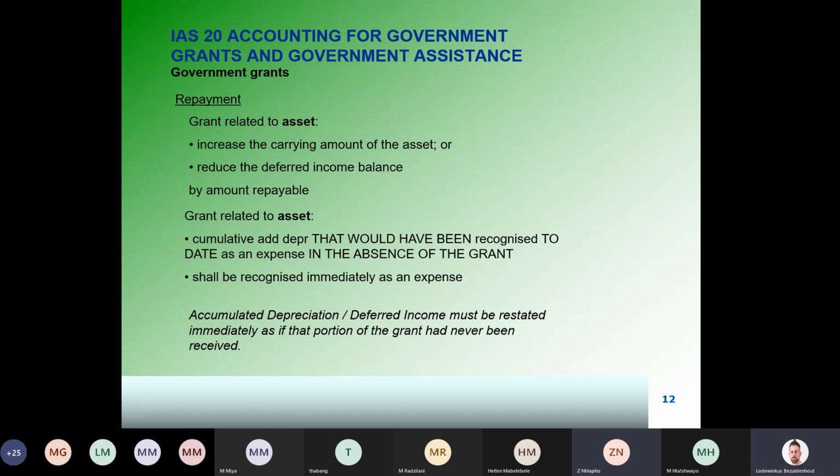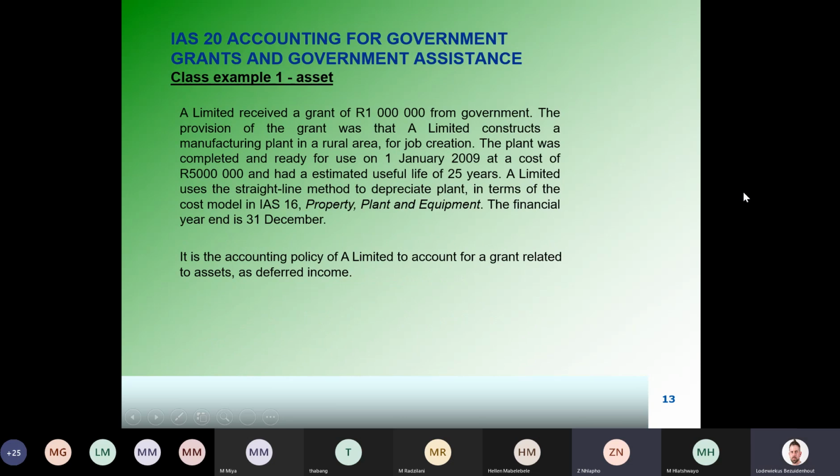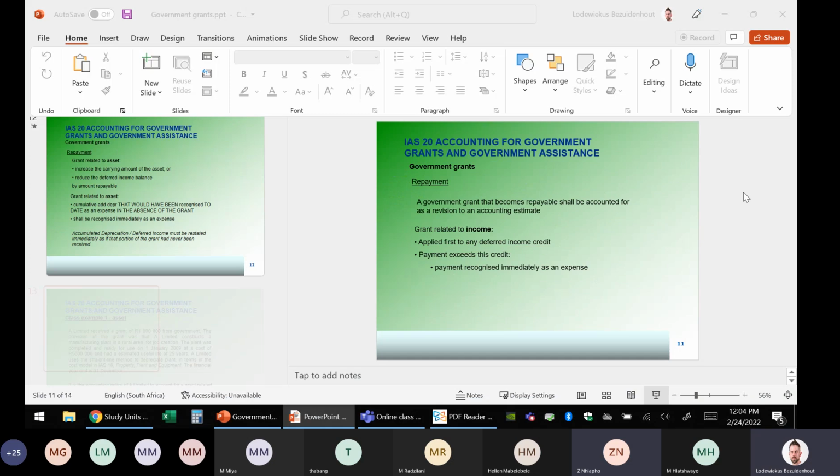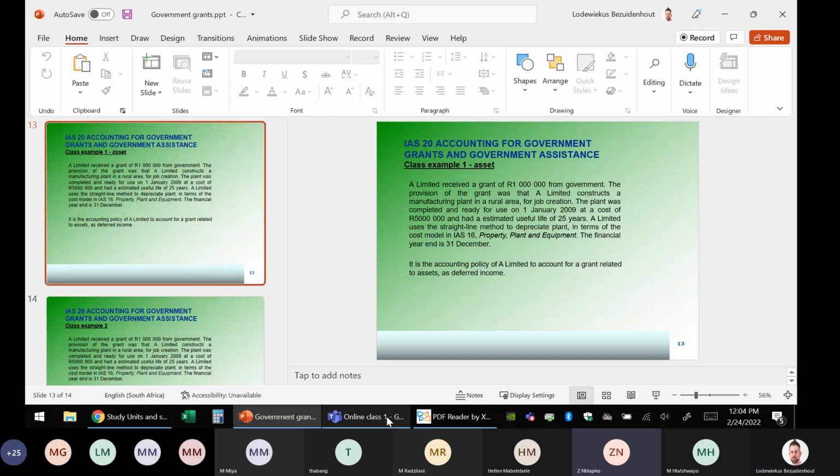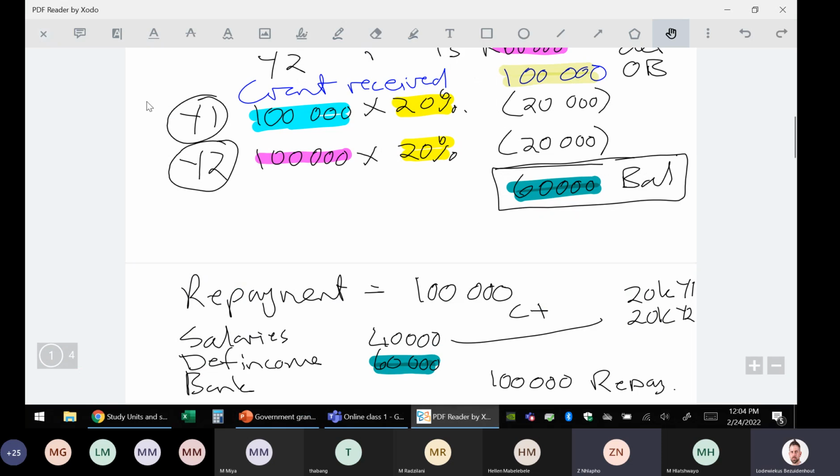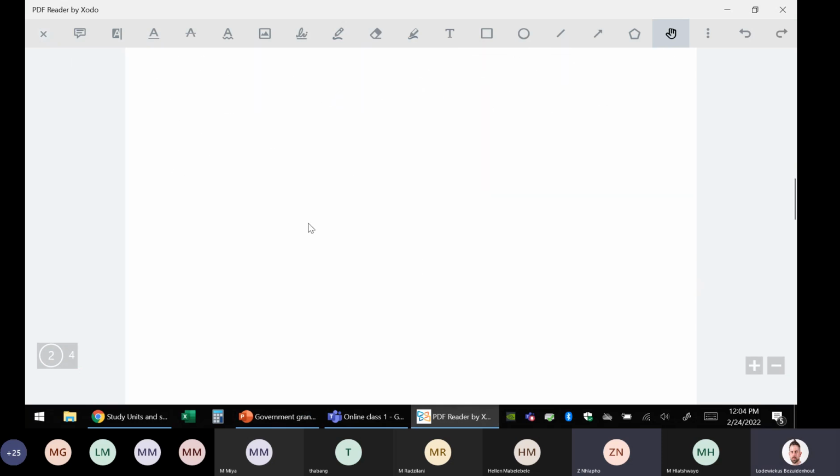Trying to exit here and it doesn't want to exit. Come on. I'm pressing the wrong button. All right. So if we look at, just want to get a clean page that we can do the T accounts.